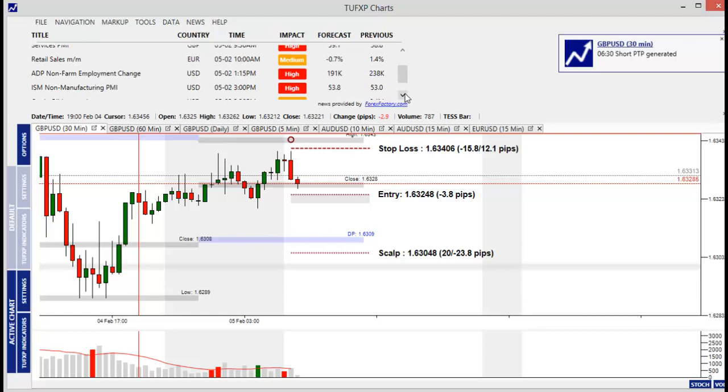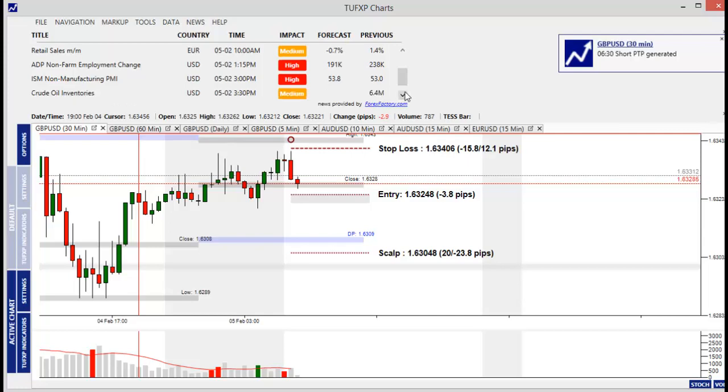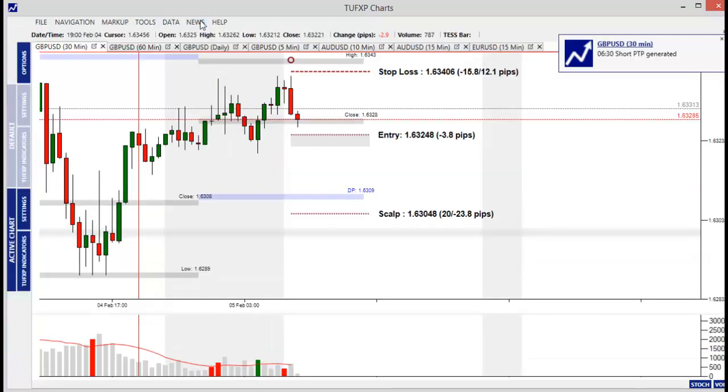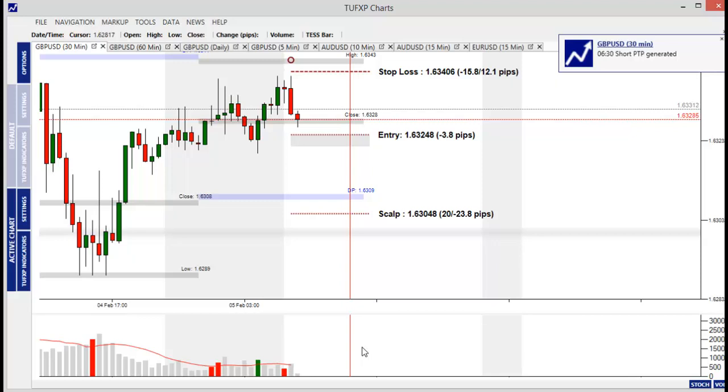ADP non-farm employment at 115. That's a big one today then. So you don't really want to be in the market at 115 with the non-farm payroll figures coming out. We've got the manufacturing figures at 3. And that's probably it for the US. So 115, big day today for the non-farm payroll. So any of the other news items, not too concerning.